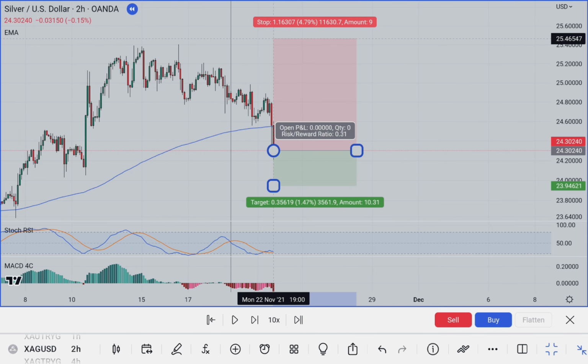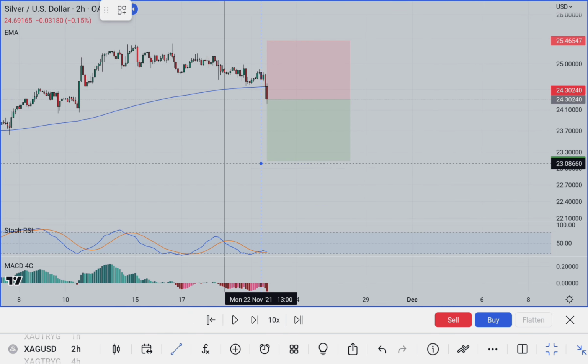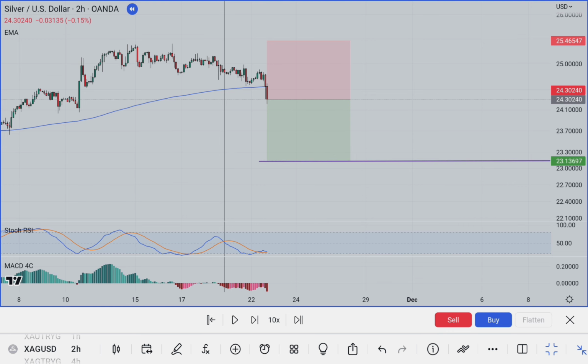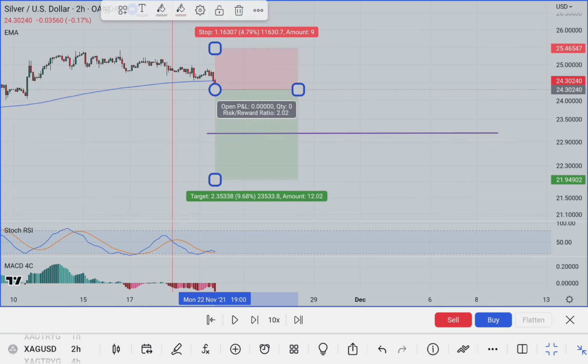The stop loss level should be above the net swing. Our first target is the 1-to-1 reward level. If we reach this level, we will definitely move the stop loss level to the entry point of the trade.